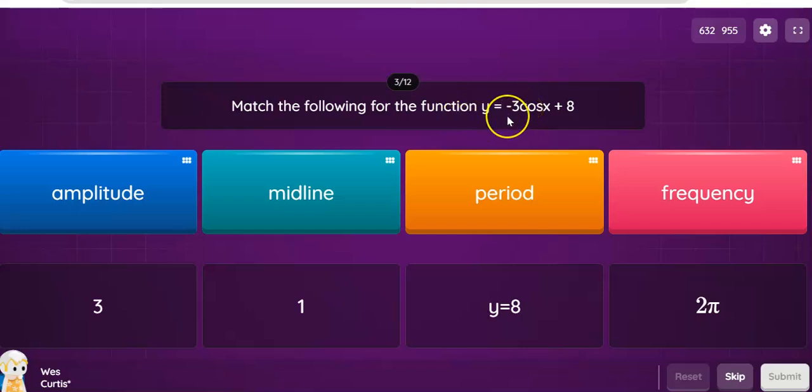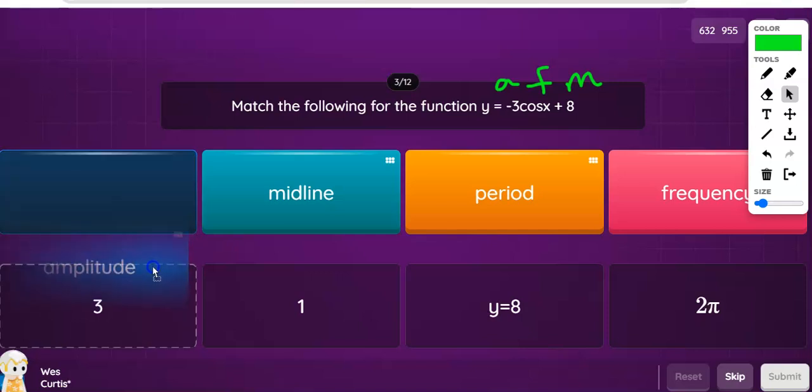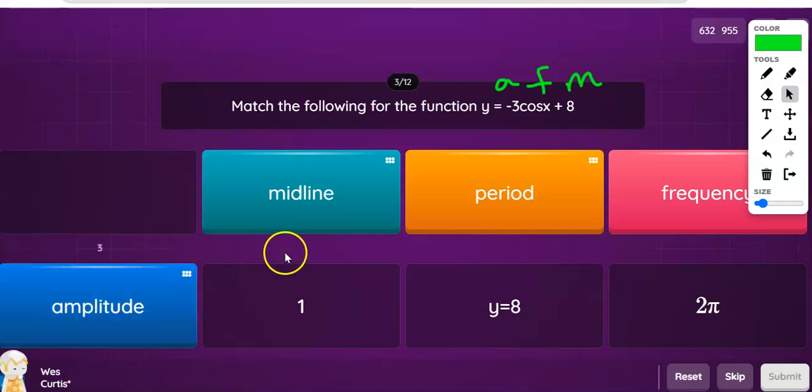Next, the following for the function. It's always A, F, and M that are your pieces in the function. If you did your little Delta Math Unit 8B, you're familiar with this. Now remember, amplitude cannot be negative, so the amplitude is 3. That's not an error on my part. More on that on one of the other questions.